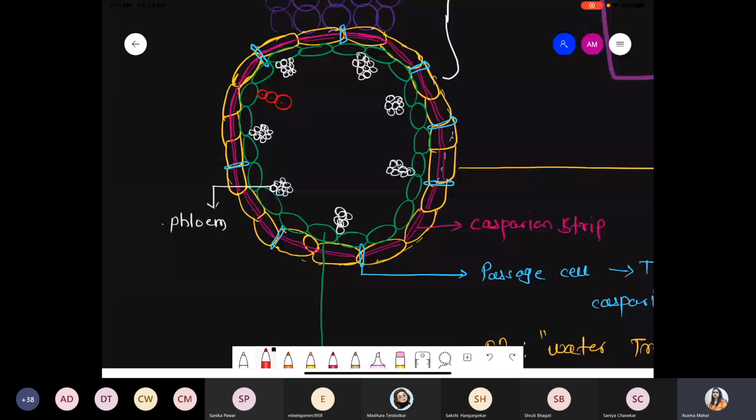So what is this red color? These are the color thing, but we are talking about which part? These are the part of the xylem. Okay? So one small, then large, larger. Small, large, larger. Small, large, larger.